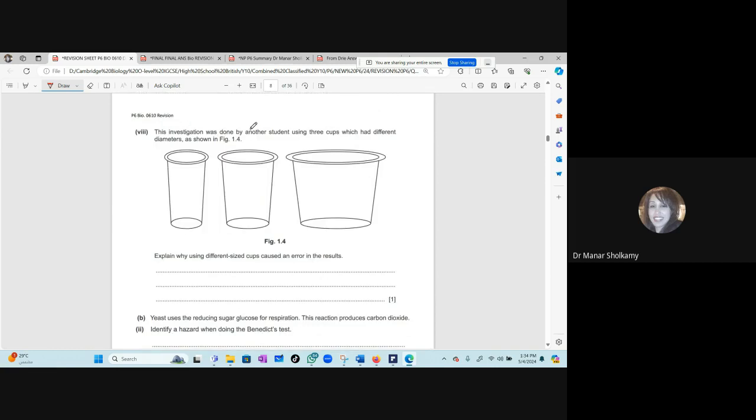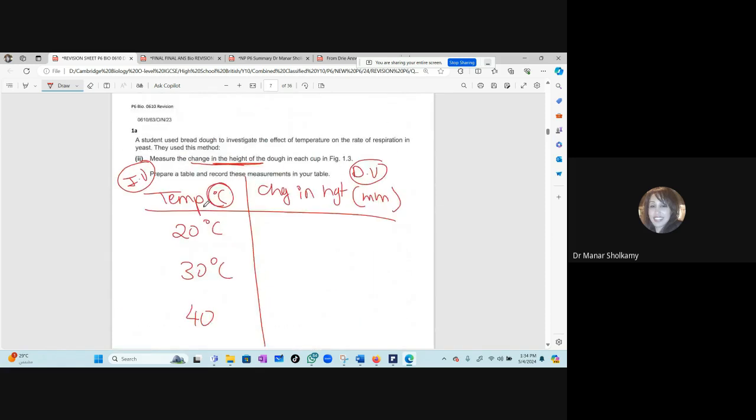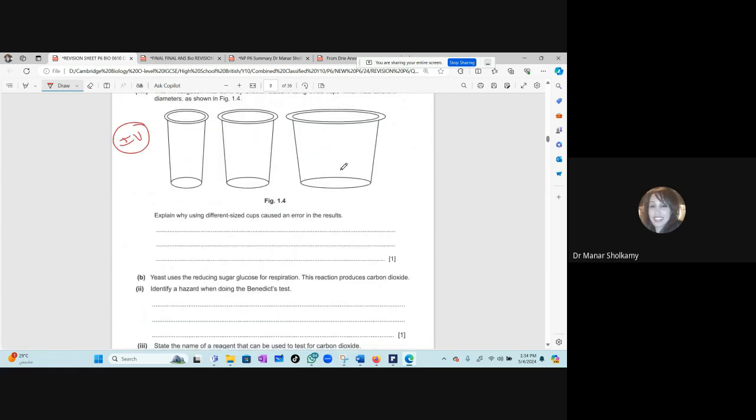Now, this investigation was done by another student, and he made a mistake. He used 3 cups with different diameters. Explain why using different sized cups caused an error. Don't forget, what was the independent variable? It was the change in what? Temperature. Yes. Can we change the diameter of the cups? Can we have 2 independent variables? No, we cannot have 2 independent variables, only one.